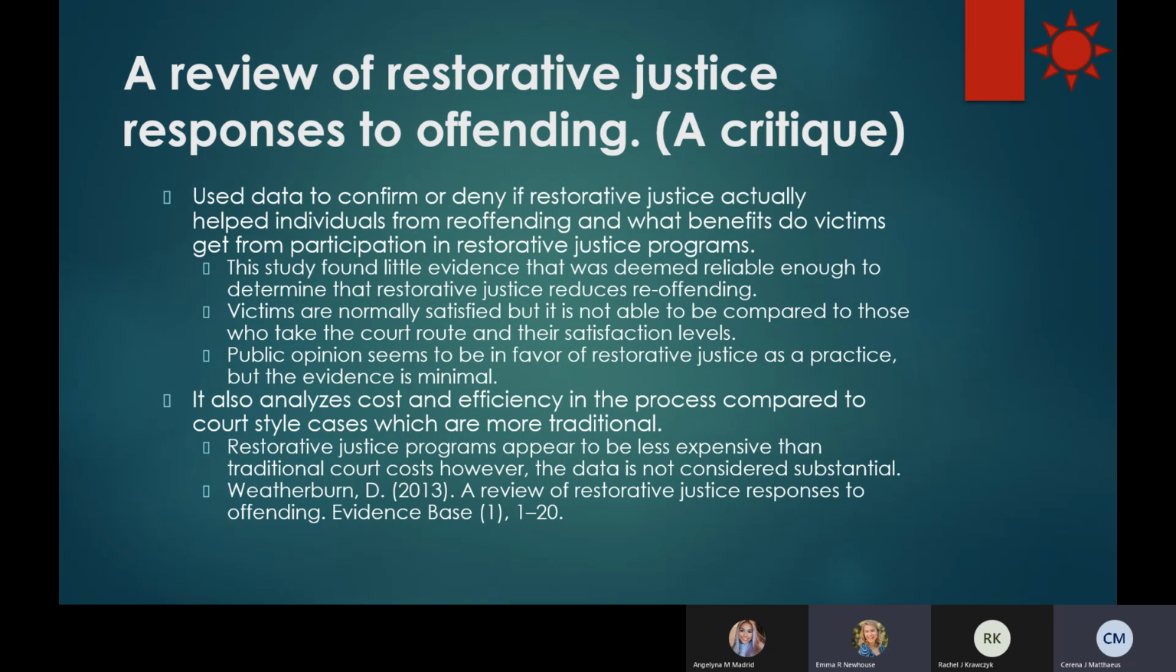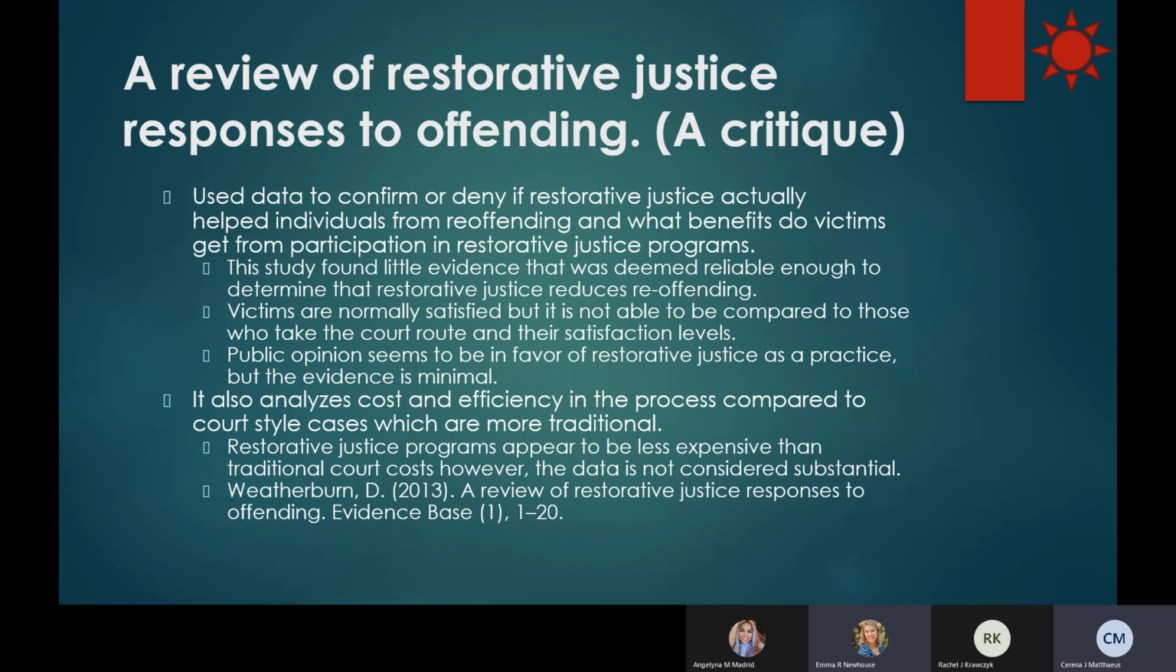Additionally, victims that were surveyed are normally satisfied with restorative justice programs, but not able to be compared to those who take the more traditional court route because their satisfaction levels are not recorded. Additionally, public opinion seems to be in favor of restorative justice as a practice, but the evidence again is very minimal.